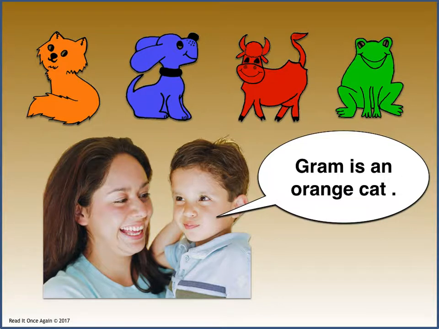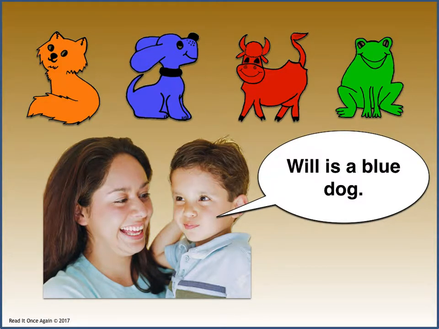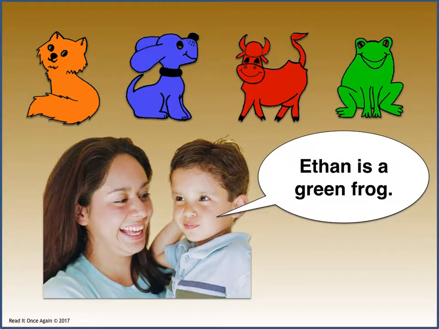Children will often identify classmates by their animal symbol. Graham is an orange cat. Will is a blue dog. Brian is a red cow. Ethan is a green frog. We suggest that in the beginning of the year you provide a newsletter that shares the first names along with the animal symbols for parent information. It will help the child communicate at home.